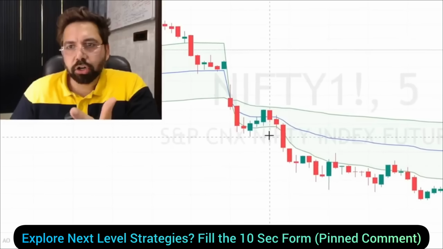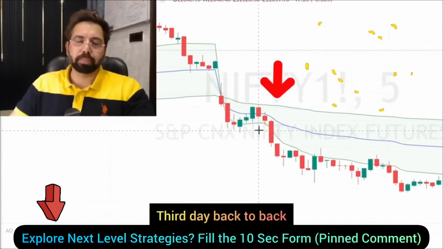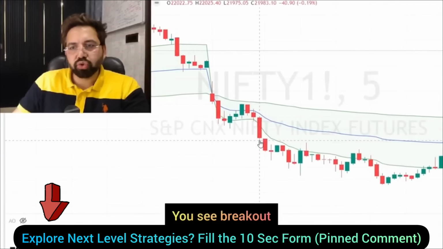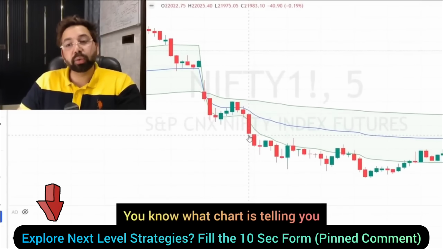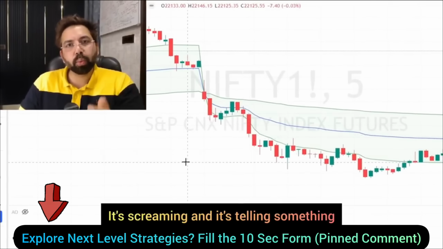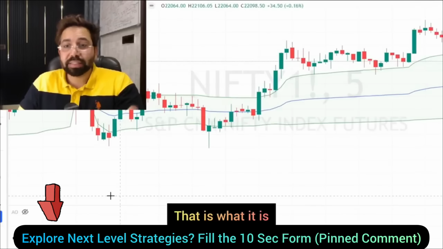Now, what do you see here? Do you see congestion or not? Third day back to back. You tell me, please. You see congestion. You see breakout. You know what the chart is telling you? It's screaming and it's telling something very, very important, right? That is what it is. Let's go ahead. Let's see.